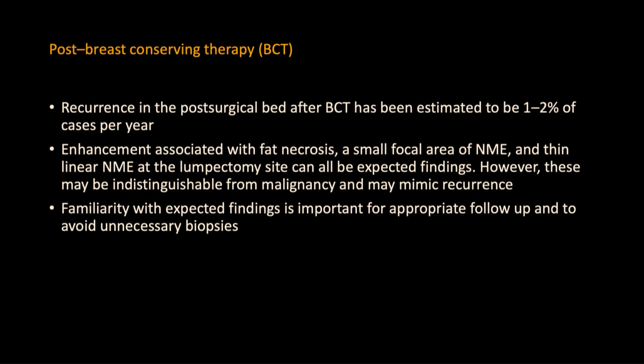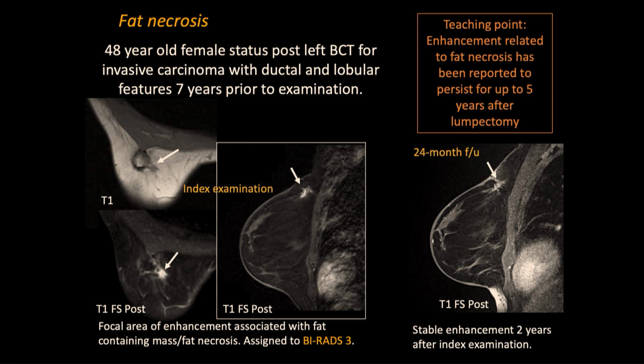One category that it could possibly be used is for fat necrosis. So recurrence in the post-surgical bed after BCT has been estimated to be 1 to 2%. And so you can have enhancement due to recurrence, but there are post-surgical changes there. And this may look like a small area of fat necrosis and can be indistinguishable from malignancy. And therefore, it's prudent to evaluate the area and determine, is it fat necrosis or recurrence? So this is an example of fat necrosis. This is a 48-year-old female, status post-breast conservation therapy for invasive carcinoma with ductal and lobular features. This is 7 years prior to this MRI.